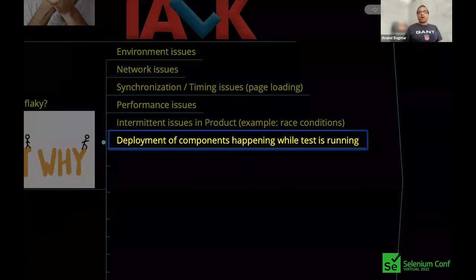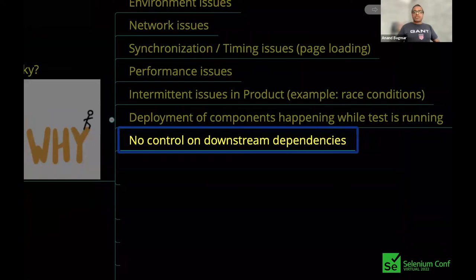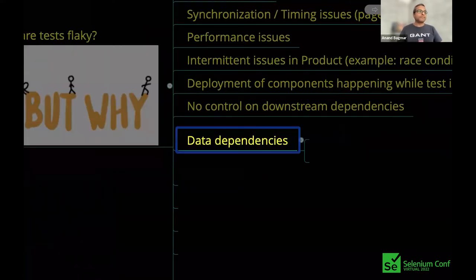So the deployment might lead to some form of issues as well when your tests are executing. Because remember, we are talking about your end-to-end UI tests, right? Or your functional tests. So anything that happens in the backend could affect the front-end usage of the product. Your application, if it is using some third-party dependencies, like let's say a third-party payment gateway, and if that gateway goes down, which is not in your control, that can have an impact on your test execution as well.